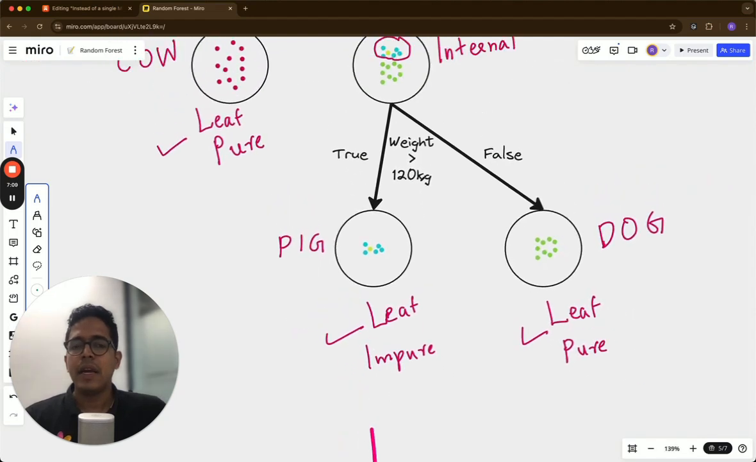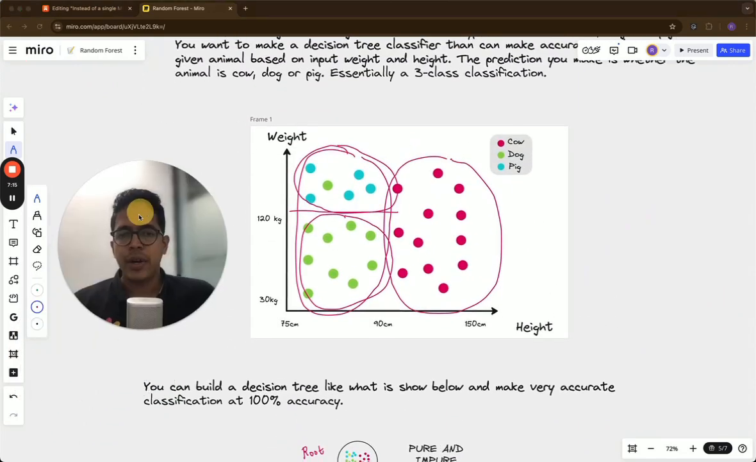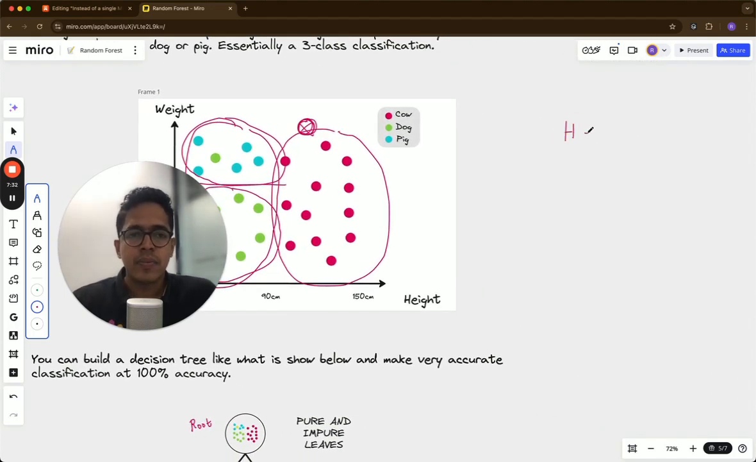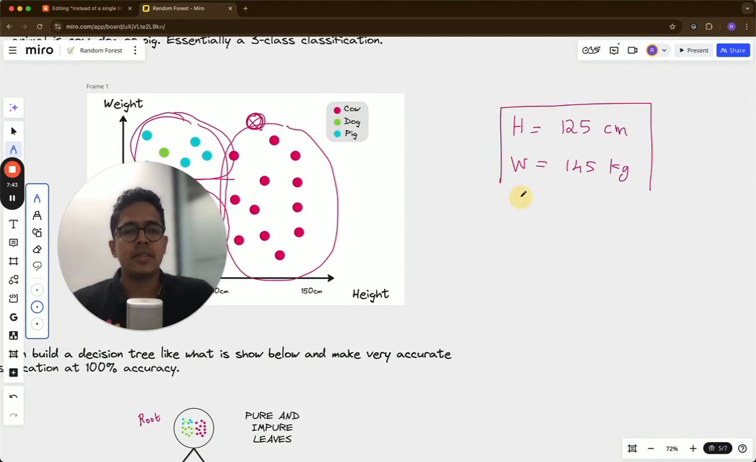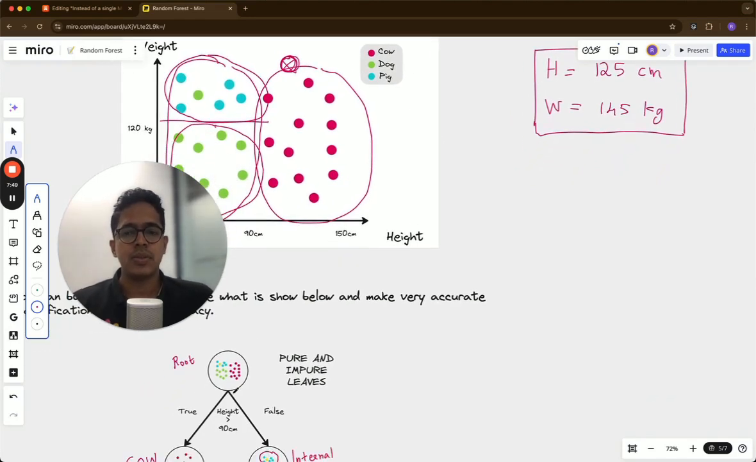Now, how do we make a prediction using this decision tree for a new data point? Let's see. So I can draw a new data point. So let's say a new data point is over here. I don't know whether this is a dog or cow or pig yet, but this is a new data point. And let's say the height equal to 125 centimeter and weight equal to 145 kilograms. I just know the two feature values. Now, how do we classify this animal into one of these three categories using this decision tree?